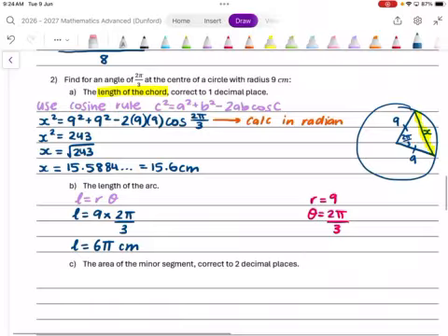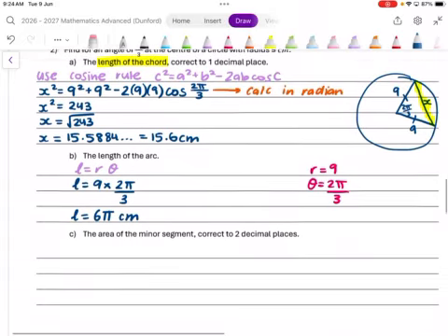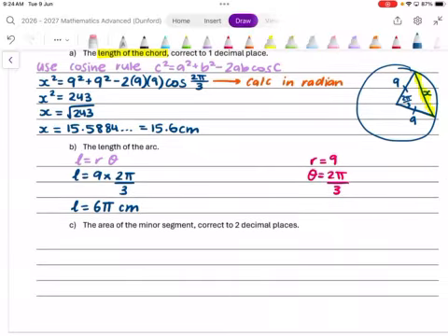With our arc length, we want to leave it in exact. So we just want to work out what 9 times 2 on 3 is and leave it in terms of pi. Our last bit is to find the area of the minor segment correct to 2 decimal places. So what we will have is A equals 1/2 r squared, theta minus sine theta.